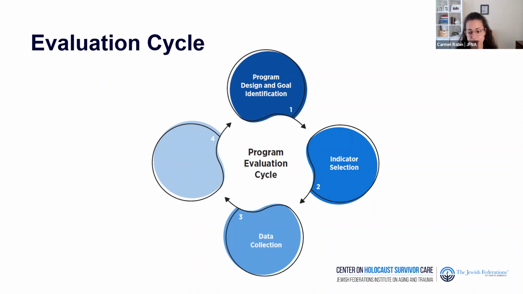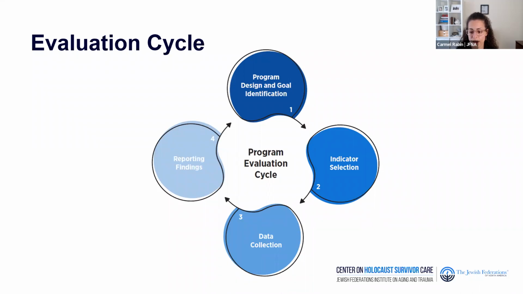Based on the indicators you select, you'll then move on to the third phase of the program evaluation cycle, which is that of data collection. During this phase, you'll design and implement your data collection tools. Again, there are a variety of different data collection tools that you can choose for your program, but we're going to review a few options and considerations that you might find helpful.